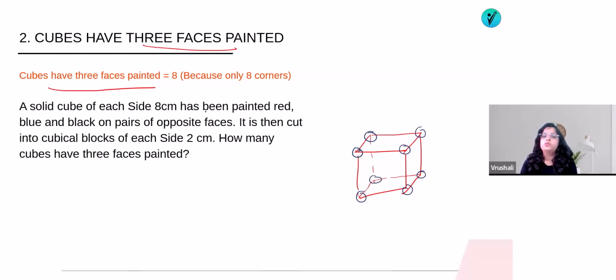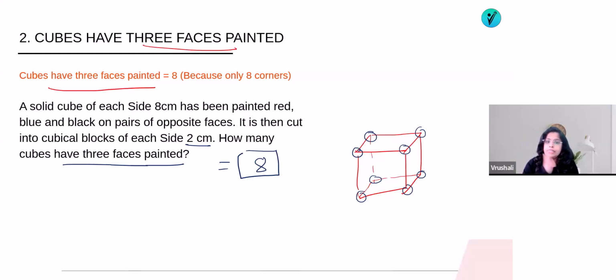So if the solid cube of each side 8 centimeters has been painted red, blue, black on pairs of opposite faces, and is then cut into cubical blocks of each side 2 centimeters, how many cubes have 3 faces painted? So the answer will always be equal to 8. Here it doesn't matter what the value of x is. Okay, I hope you are getting it.